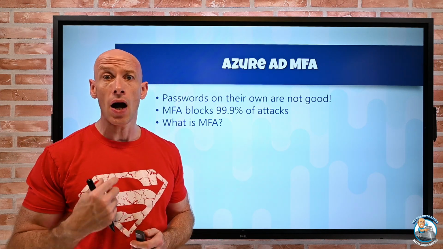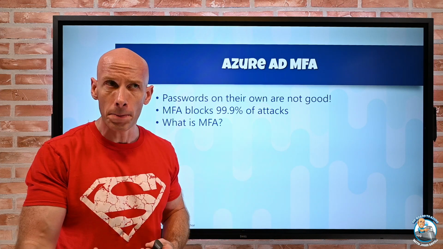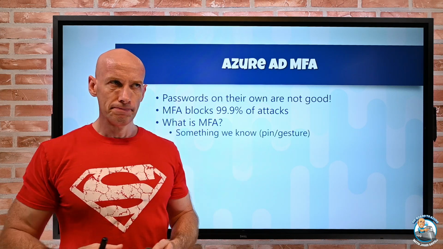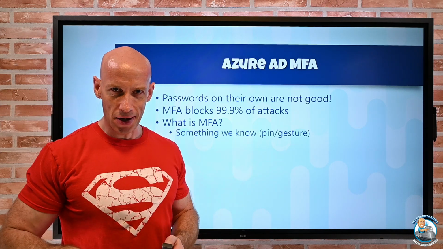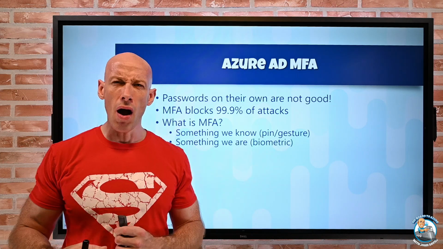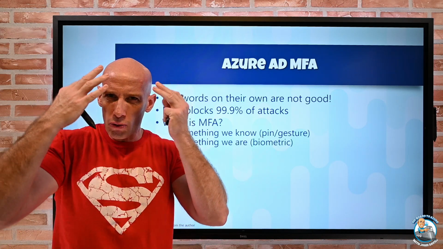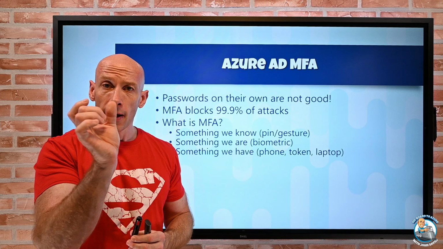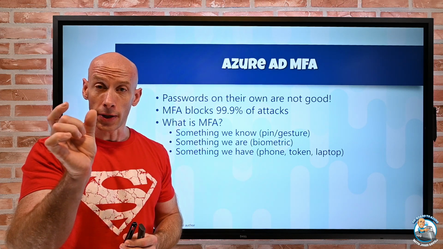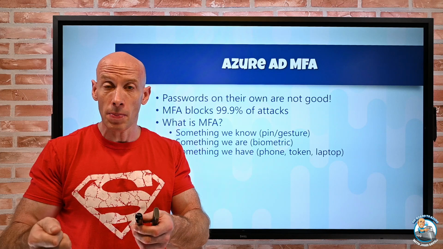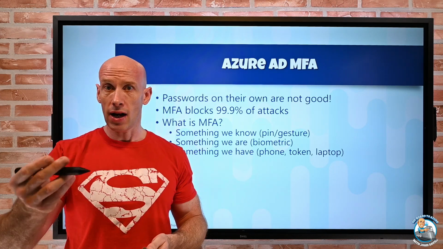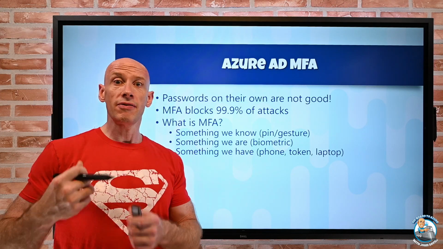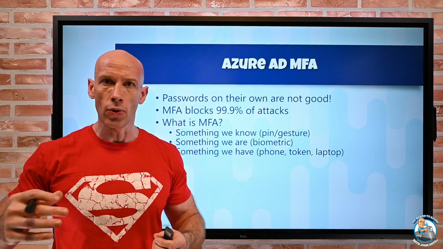Well, it's multiple factors for my authentication. We're used to something I know. I put in a password, that's something I know. A PIN is something I know. It could be a gesture, doing a little weird thing on the start screen. Something we are: a thumbprint, a 3D map of our face. Something we have: our phone, maybe an OATH token. It could be our laptop or our desktop machine. Something like Hello for Business uses that as something we have. So it's something we know, something we are, or something we have, and I'm going to want two of those. It's multiple factors.